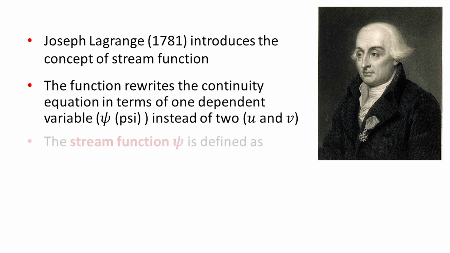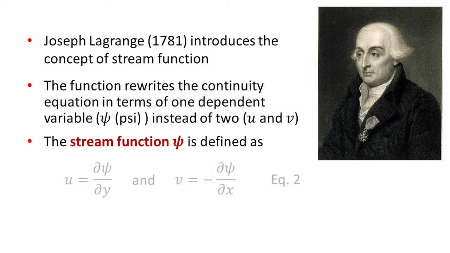This is how it's done. We define the stream function: u equals ∂ψ/∂y and v equals negative ∂ψ/∂x.